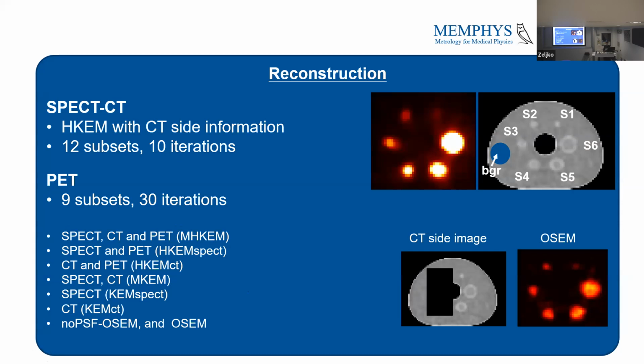So we have SPECT-CT and PET information, SPECT and PET, CT, PET, SPECT-CT, only SPECT, only CT, and the OICM. The CT image used here was modified to include some differences between the PET and the CT.